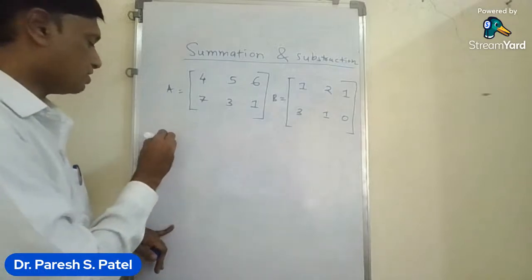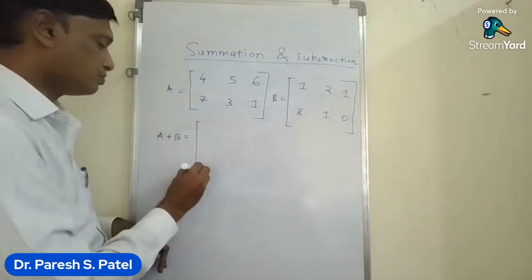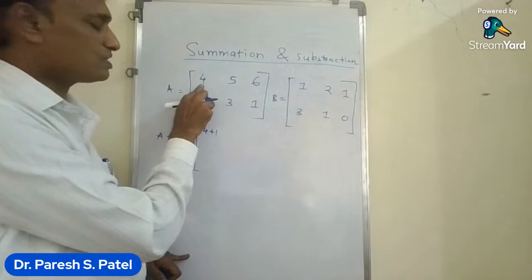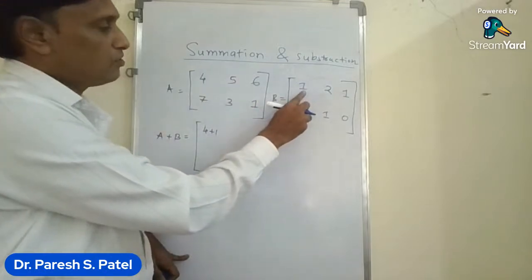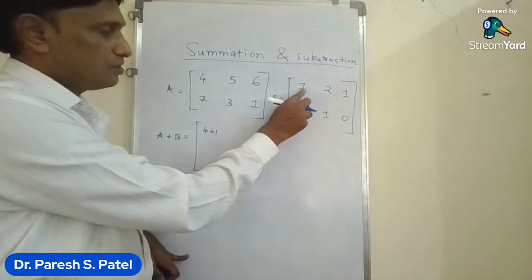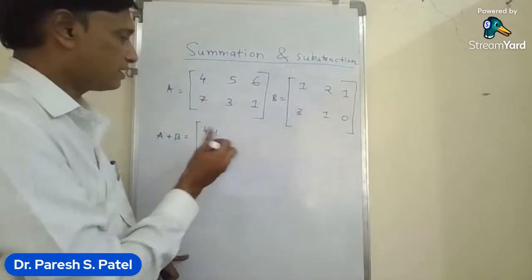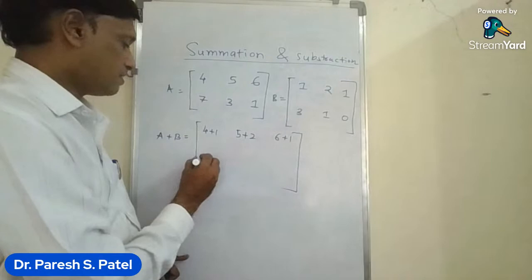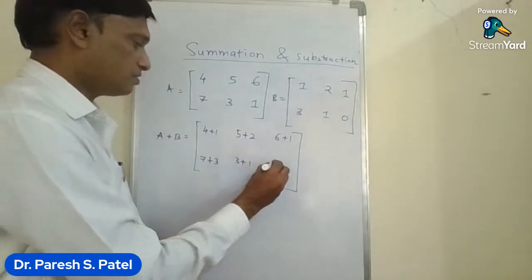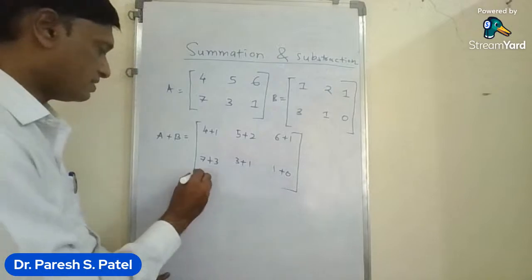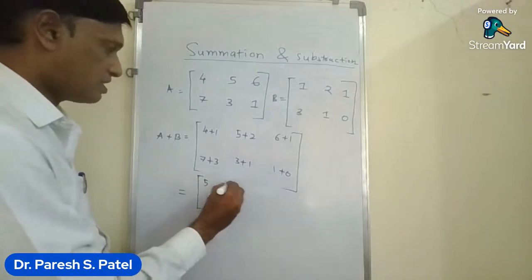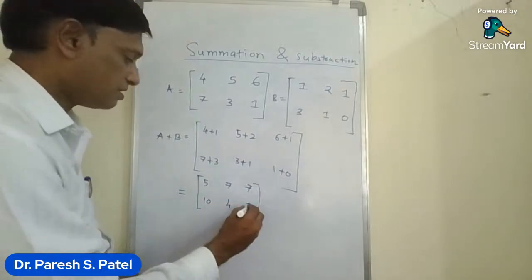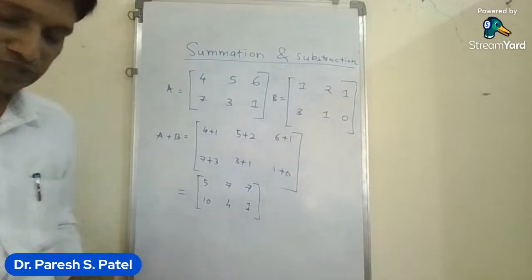So if you go for the summation, A plus B is equal to 4 plus 1, the first element of the first row and first column of the first matrix, and the first element of the first row and first column of the second matrix. Similarly, 5 plus 2, 6 plus 1, 7 plus 3, 3 plus 1, 1 plus 0. So the resultant matrix is 5, 7, 7, 10, 4, and 1. This is the resulting matrix for the summation.